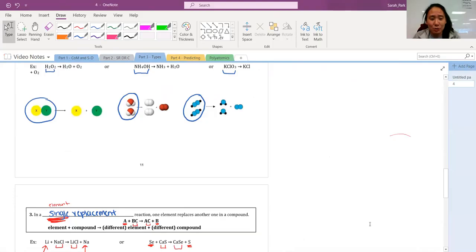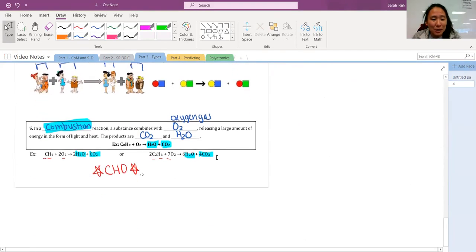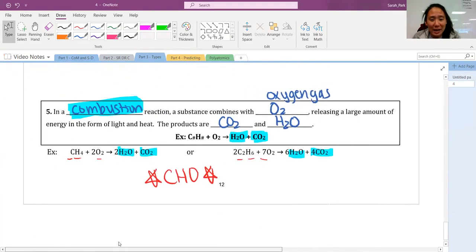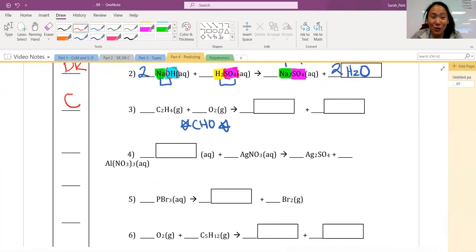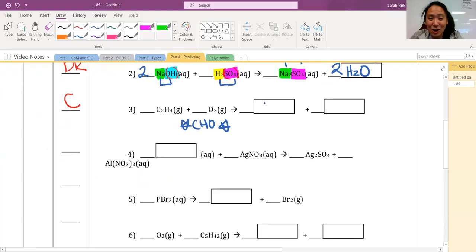So let's recap your notes about combustion. A combustion reaction is always a CHO reaction that has always in the products carbon dioxide and water. So that's why it didn't give me answer choices, because I should already know that this is carbon dioxide and water. And it actually doesn't matter what order you put them in, water or carbon dioxide, but those are your 2 products, right?